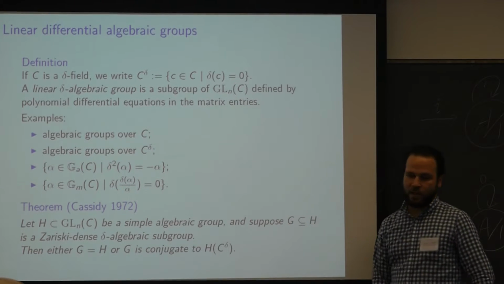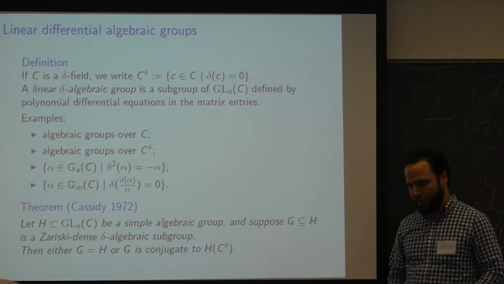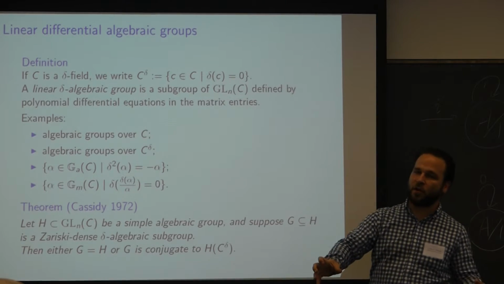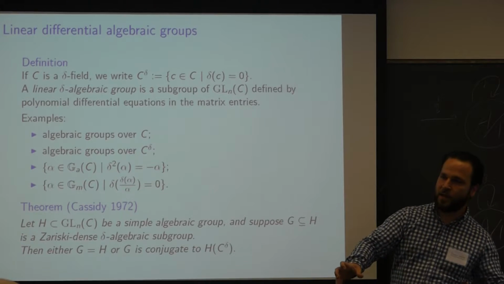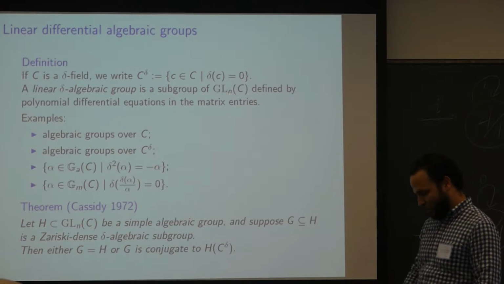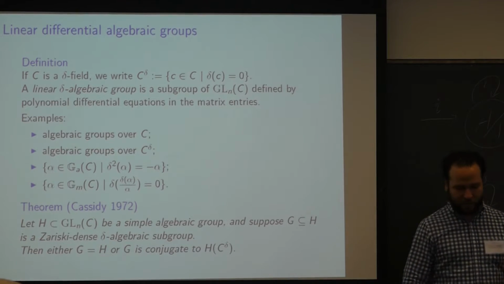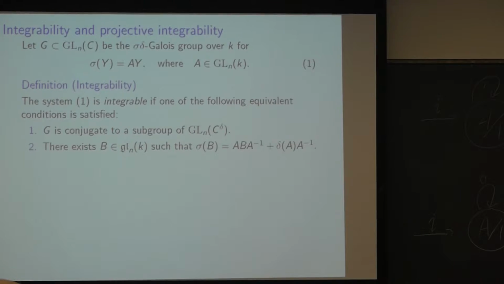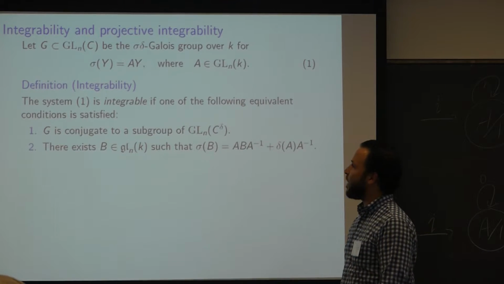Any D like this has to be, after conjugation, such that some of the factors in H are the full factors in H, but then some of the other ones are the differentially constant points in those other factors. That's what all the differential algebraic subgroups, Zariski dense inside of a semi-simple group, look like.